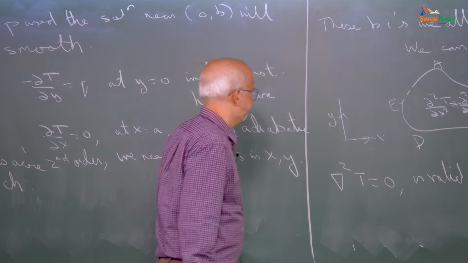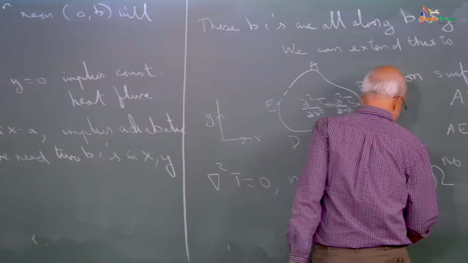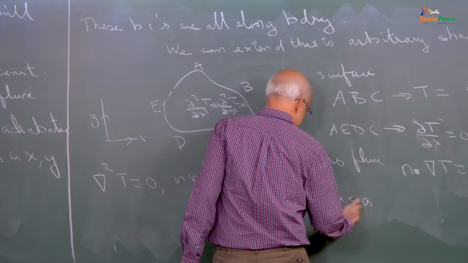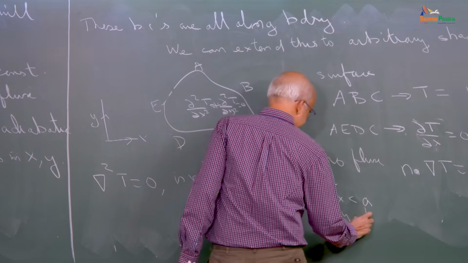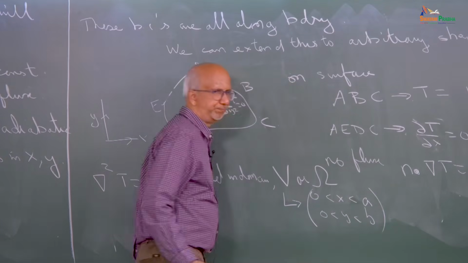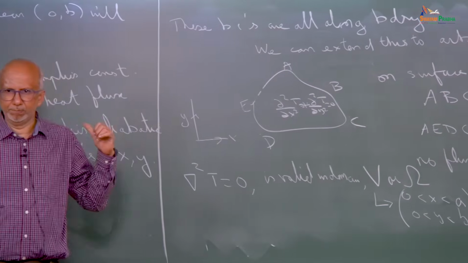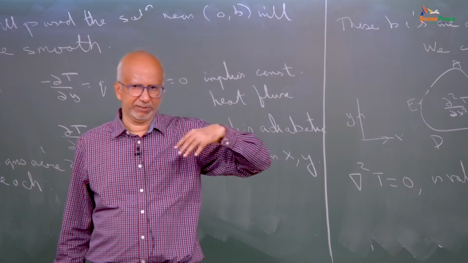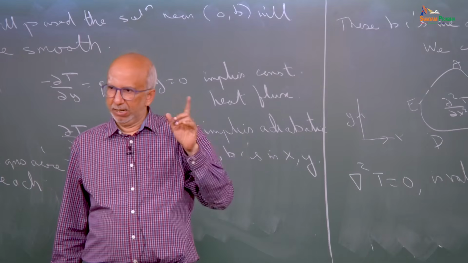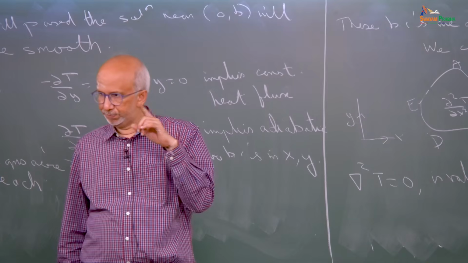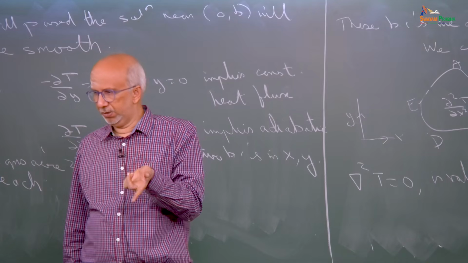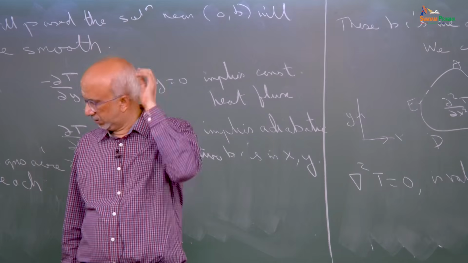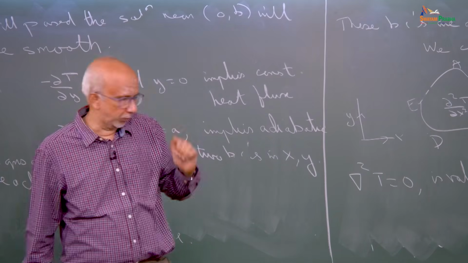Okay. This is 0 less than x less than A, 0 less than y less than B in the earlier problem. So, rather than write every time, I will just say V and you understand it is there. Similarly, boundary, okay, people will use the notation S for surface or dou omega for boundary. Okay.